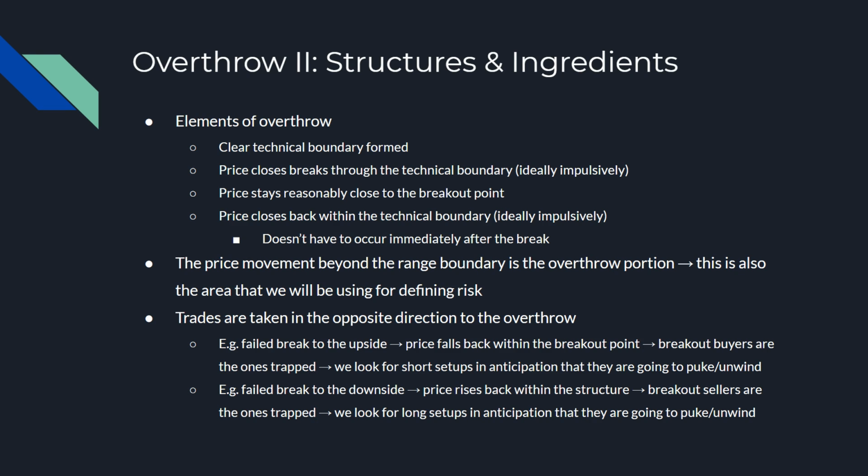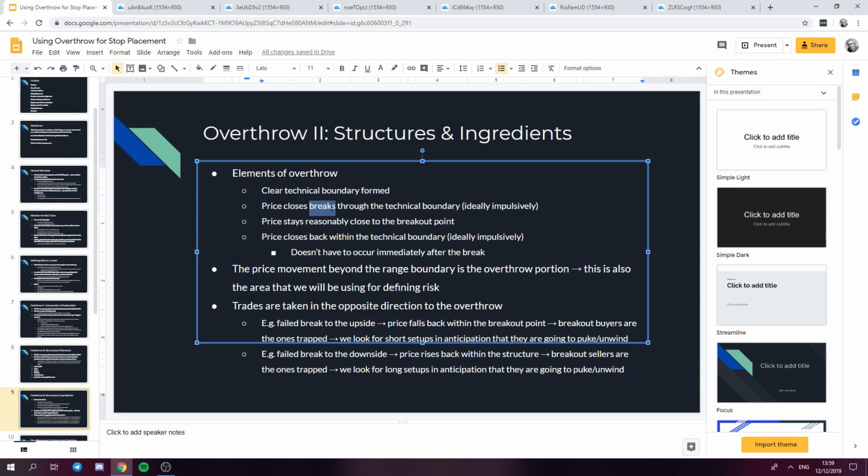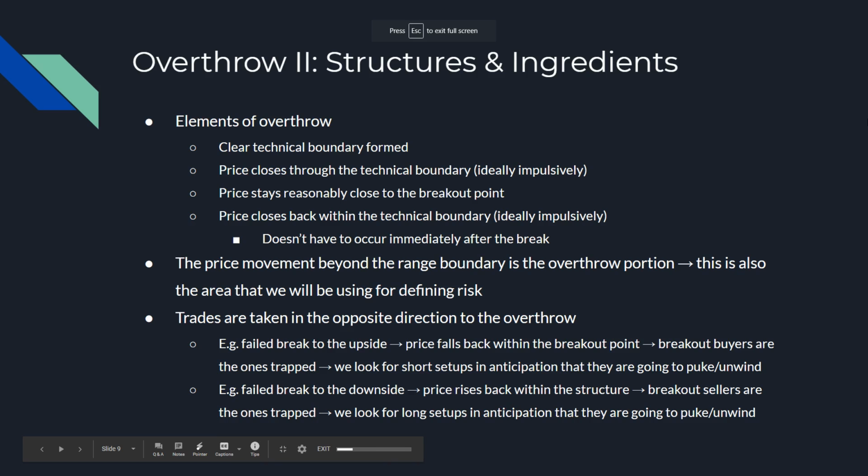So Overthrow 2, what are the structures and ingredients? We talked about some of them just a moment ago, but in more detail, or if you like a more chronological and crisp list. We've got a clear technical boundary formed as element 1. Element 2, price closes through the technical boundary, ideally impulsively.